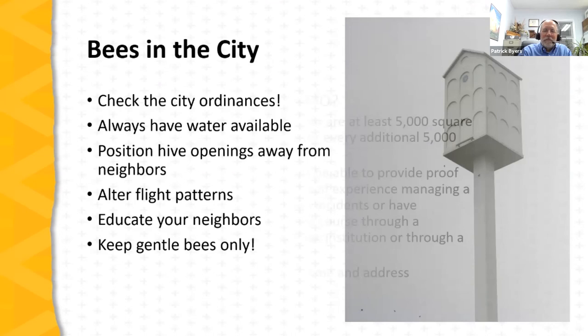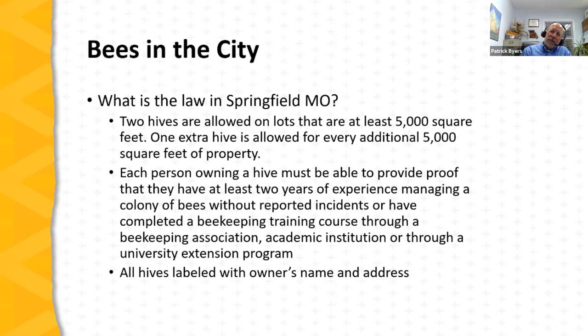Well, I thought I'd check out the laws in Springfield, Missouri, and I couldn't find anything more recent than 2014, but according to the Springfield Public Library and their listing of beekeeping laws, this is what the laws read in Springfield, Missouri. You are allowed two hives on a lot that is at least 5,000 square feet, which is nice because, as I said before, it's nice to work with more than one hive of bees. And for every additional 5,000 square feet of property, you can have an extra hive. So again, if you have a large city lot, there may be the potential to have several hives.